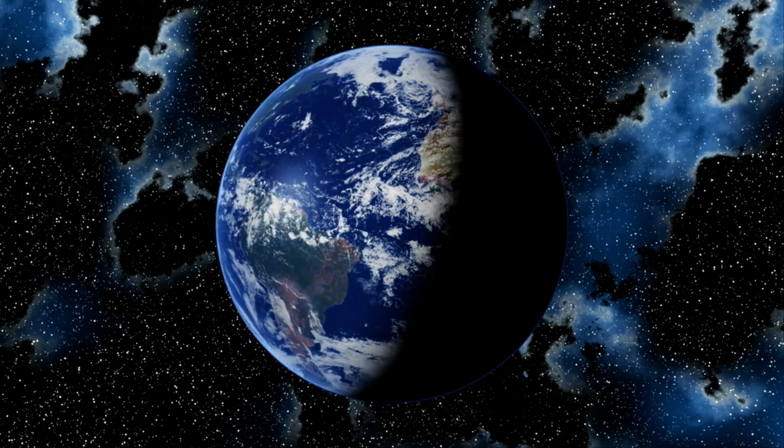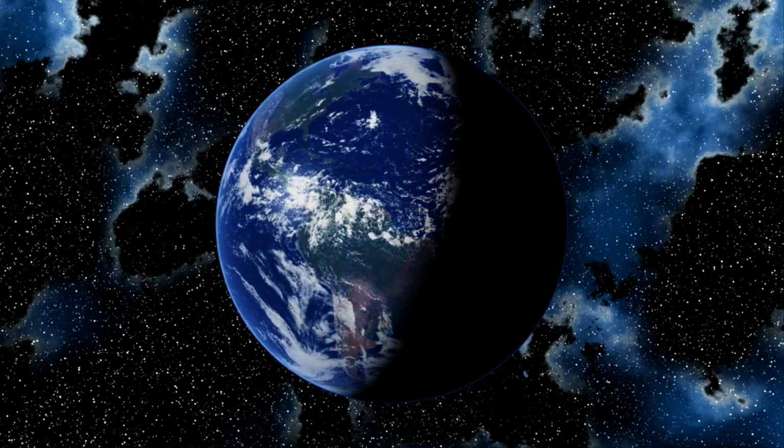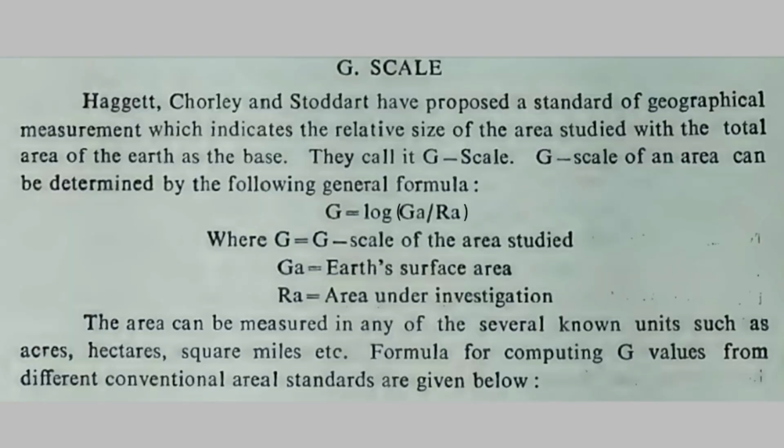So friends, let us move into the details. Haggett, Chorley and Stoddart have proposed a standard of geographical measurement which indicates the relative size of the area studied with the total area of the Earth as the base. They call it G-scale. Now, how to represent it?